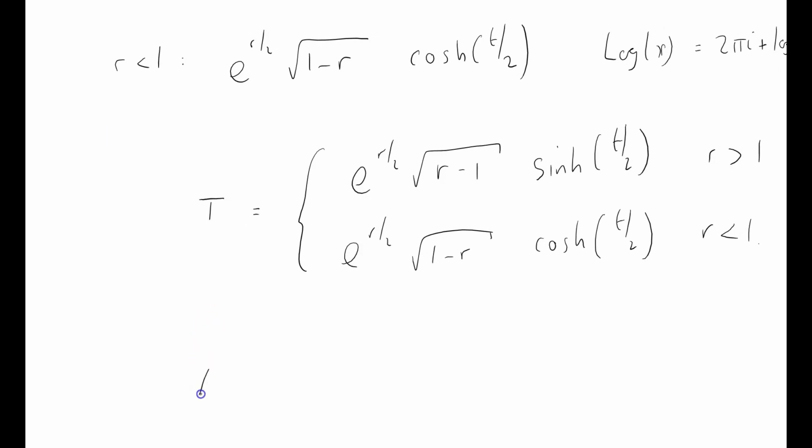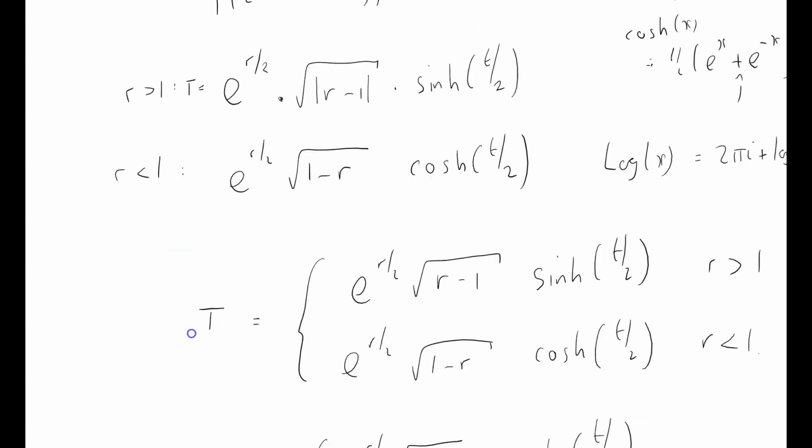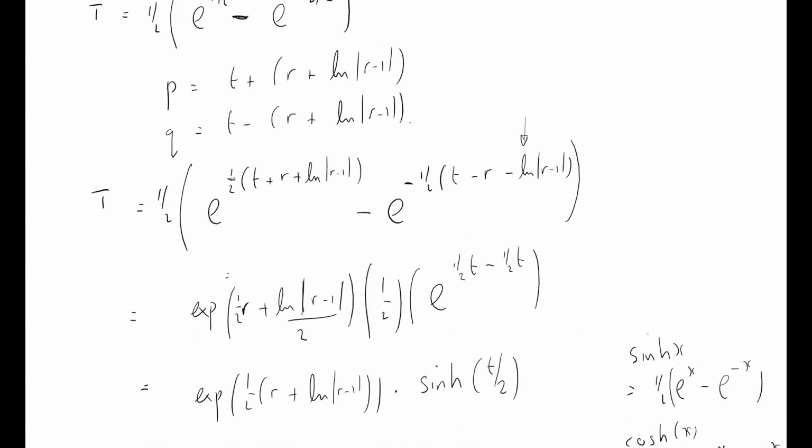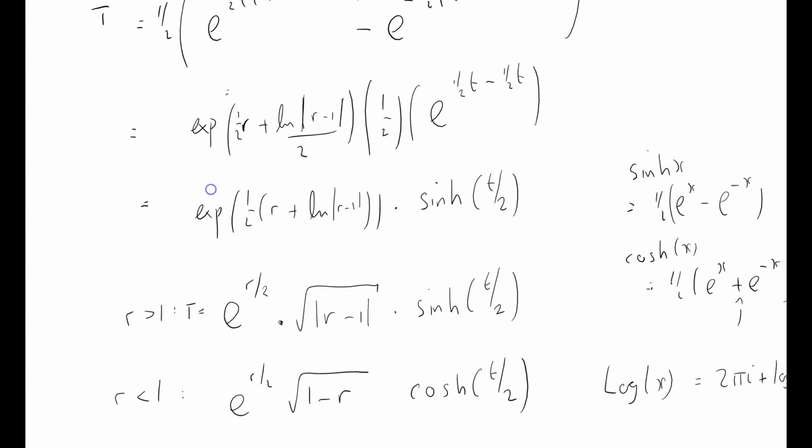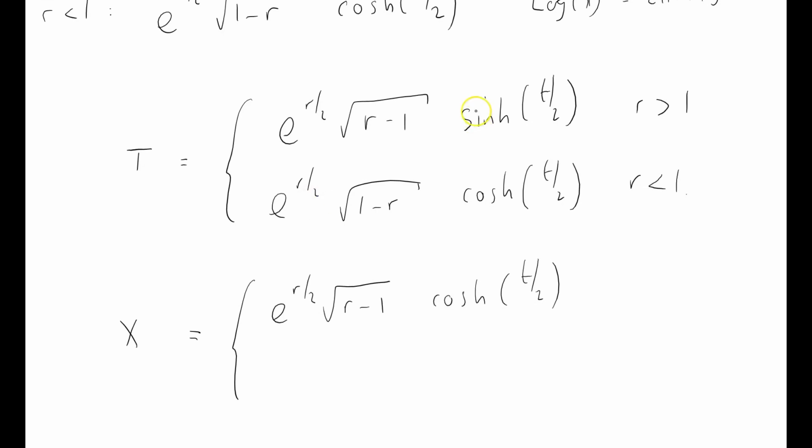And similarly one can define x, which has got the same properties here. Not the same properties, but it's almost the same. That's going to be e to the r over 2 root r minus 1, and that's the other one. That's going to be the cosh of t over 2. Why is it going to be the other one? It's the other one because I will be using the other definition for x where there's a plus instead of a minus. So the only difference between the t and the x is the sinh goes to a cosh and the cosh goes to a sinh.